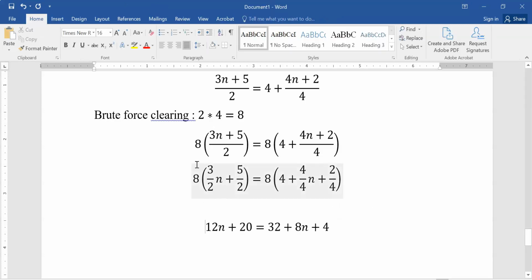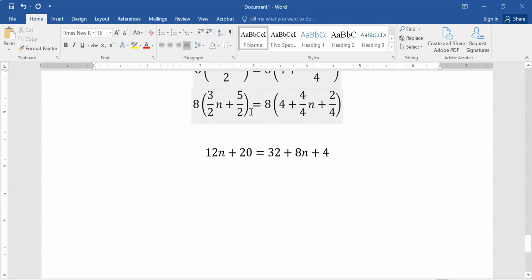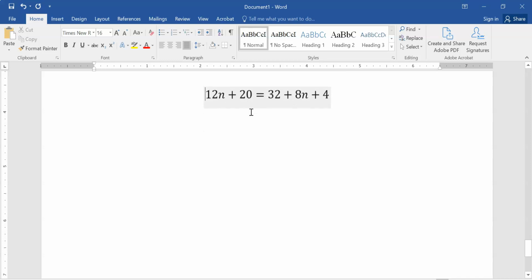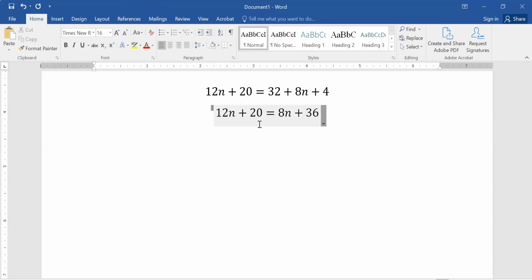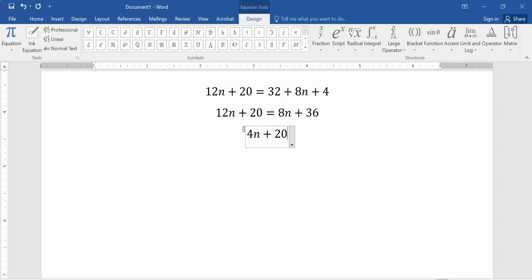Now I've brute force cleared these fractions, and now I'm dealing with an equation just like I would have seen in the first 3 problems of this lesson. So there we go. What I would do, combine like terms, simplify both sides. So what we would end up with is 8n plus 36 on that right-hand side. I'm going to subtract 8n from both sides. Hopefully we can just do that. That's going to be 4n plus 20 equals 36. Again, that's what I get when I subtract 8n.